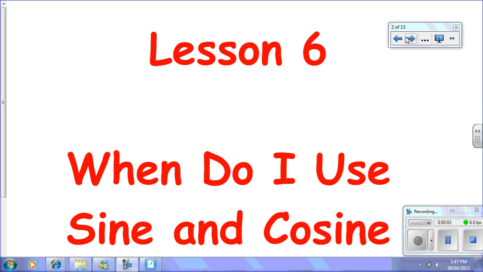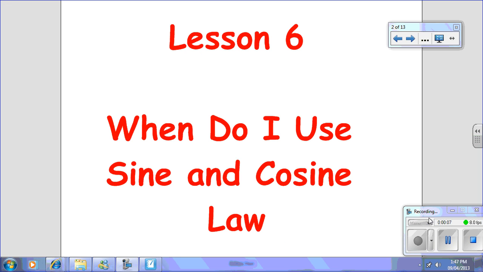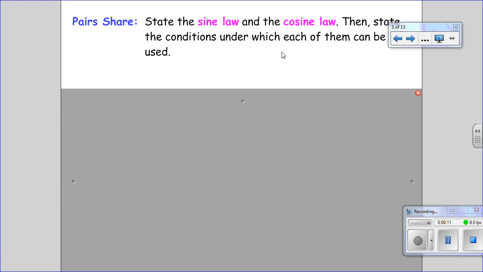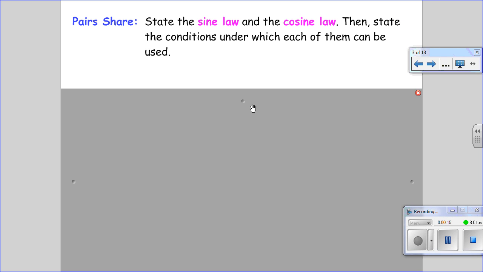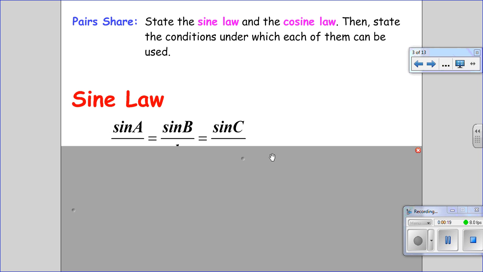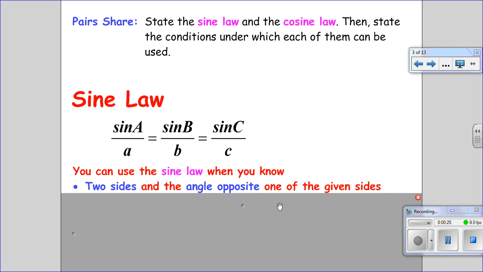Trigonometry. And when do I use the cosine law versus the sine law? Well, first thing we need to remember to do this is what is the sine law and what is the cosine law and when can we use them? Remember, for the sine law, it's sine of angle A over side a, sine of angle B over side b, which is also equal to sine of angle C over side c.